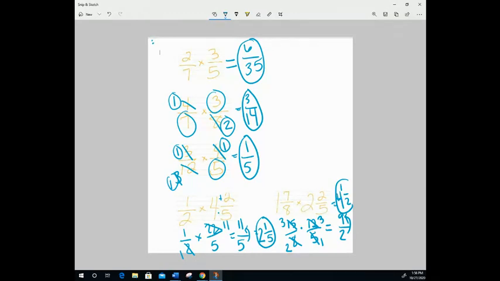So that's all you have to do. Check to see if you have any mixed numbers, change them into improper fractions. Check to see if you can simplify any numerator or denominator combination. Once you've done all of that, you multiply your numerator times numerator, then your denominator times denominator, and check to see if it could be simplified any further. Or if you have an improper fraction as your answer, make sure you change it back into a mixed number.